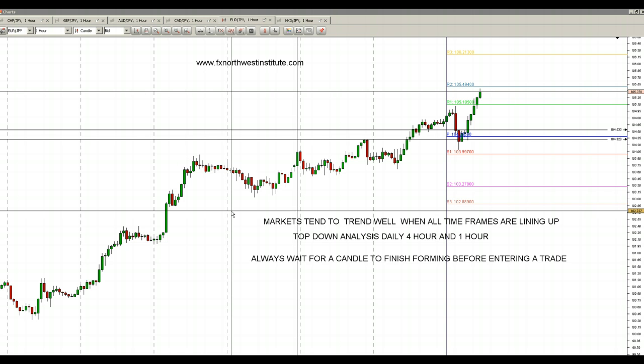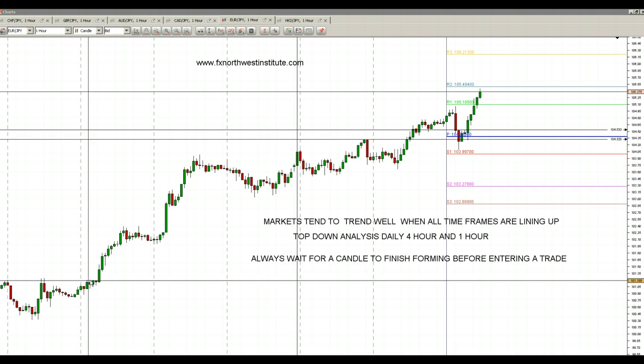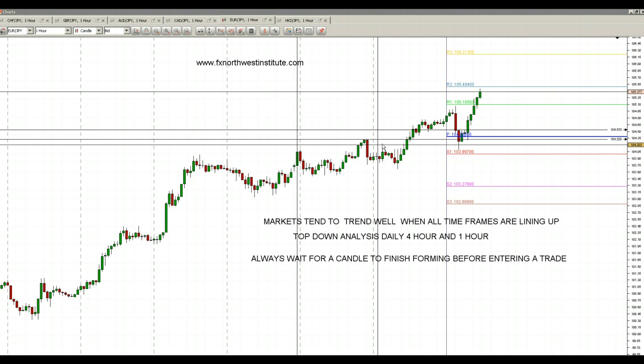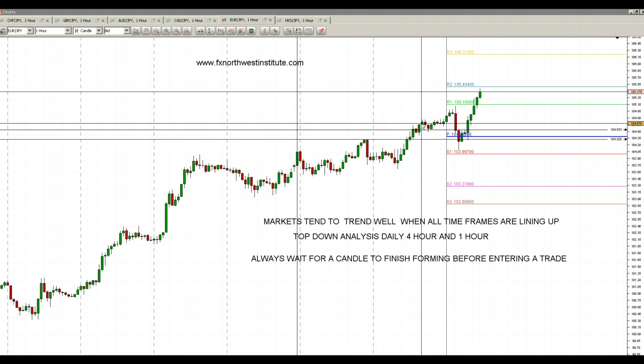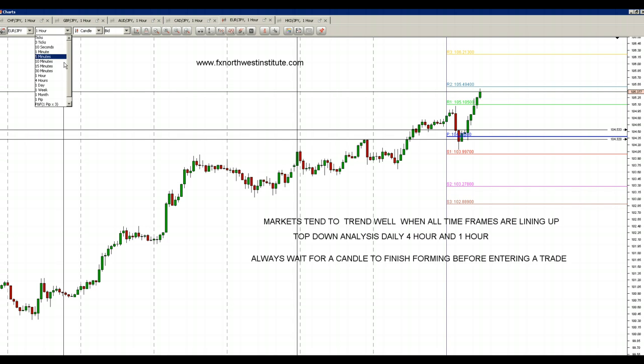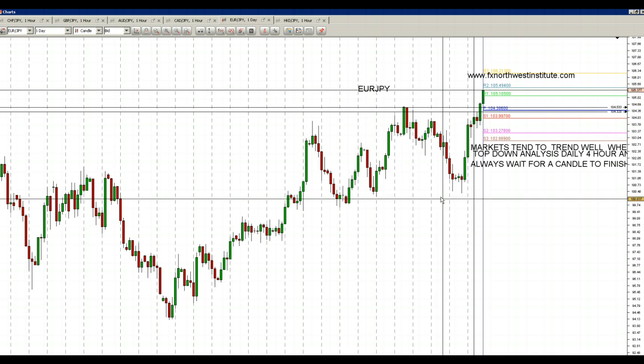We look at the Swiss yen pair. This pair has been in an uptrend for the past 3 days. We're looking at a 1 hour chart. Let's go to the daily chart. This is called top-down analysis.